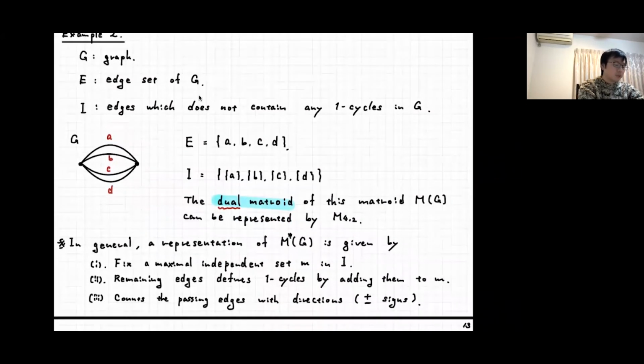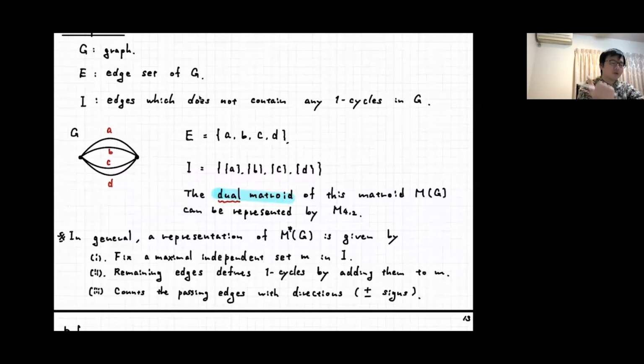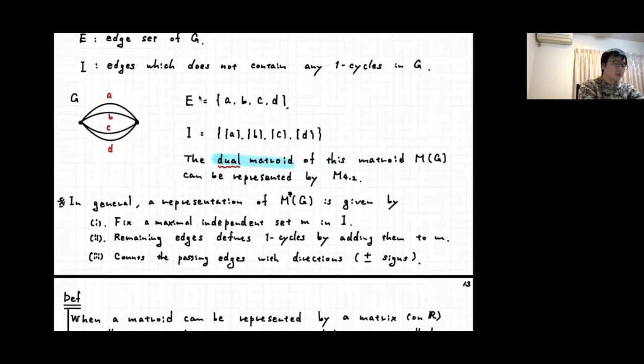I want to skip this part, but in general, there is a method to get a representation of such an M star G, the dual of the matroid associated to a graph, as columns of a matrix. Such a matroid is called a cographic matroid because it is the dual of the graph matroid. So here I have introduced the graphic matroid and simultaneously the cographic matroid.